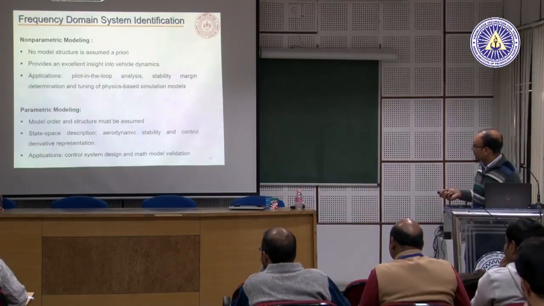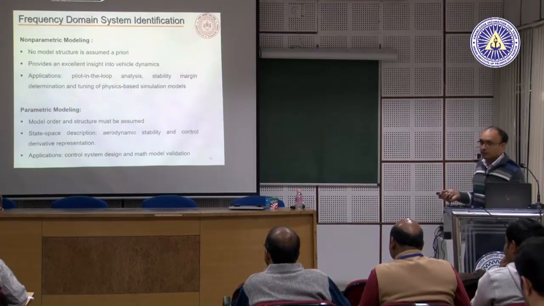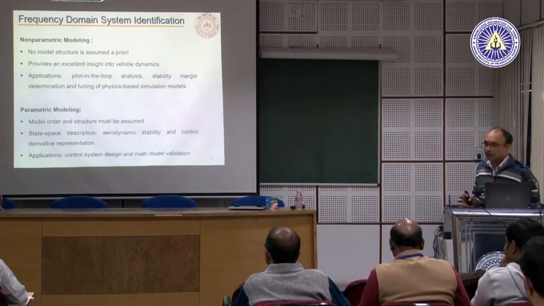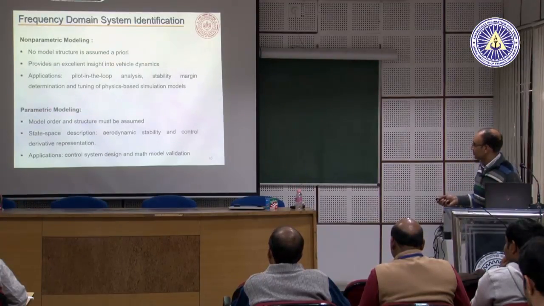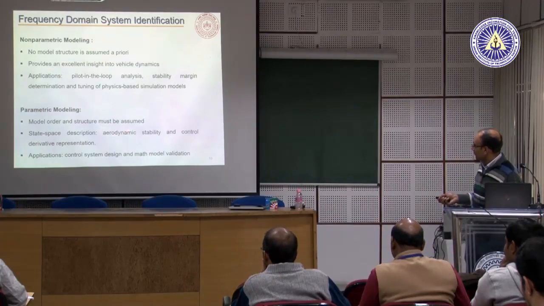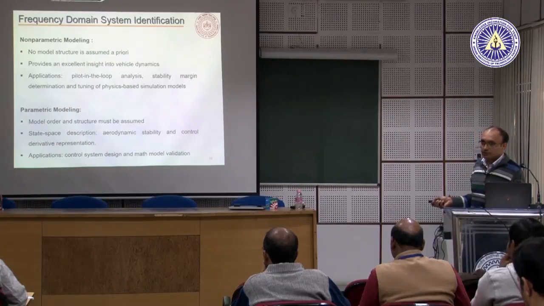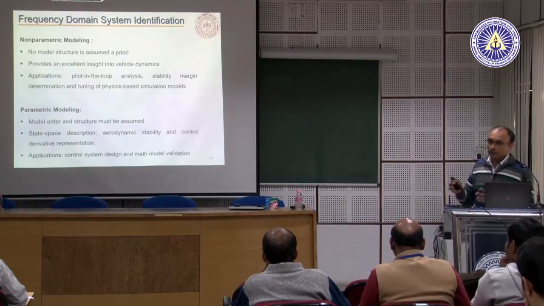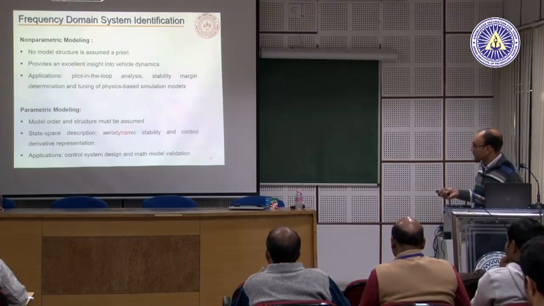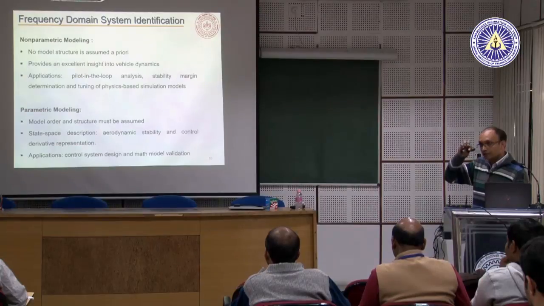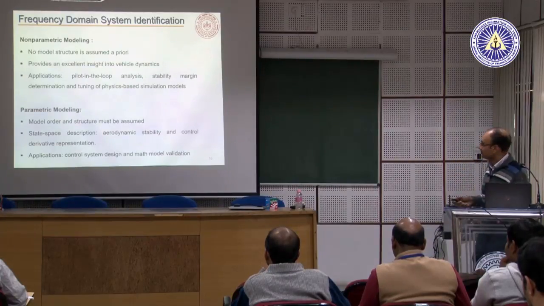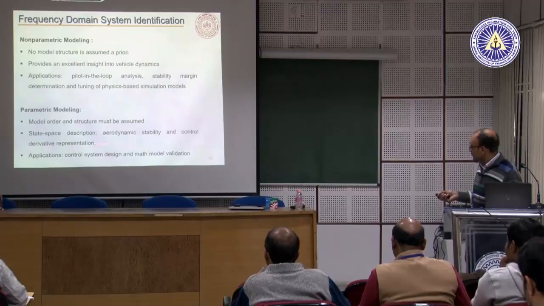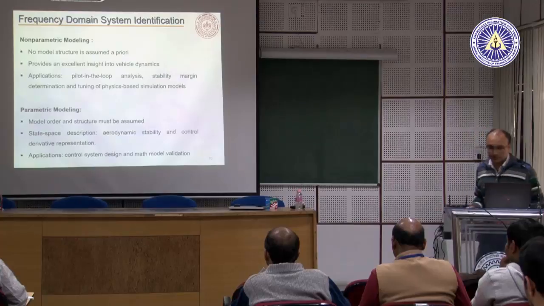Then for parametric modeling, model order and structure have to be assumed. So we must understand what kind of dynamics we are expecting from the vehicle, and define some structure for the model. Typically we go with a state space description, and we make use of the aerodynamic stability and control derivative representation. Whatever we derived earlier in the flight dynamics lectures, that linearized model of the overall system, we will have to make use of, and we will try to improve the identification of the parameters used in it. The application of this approach is control system design and also math model verification.